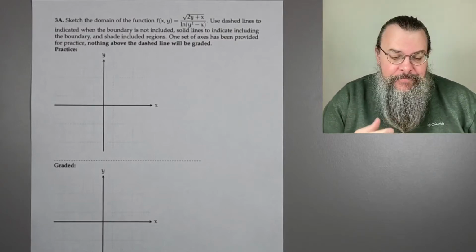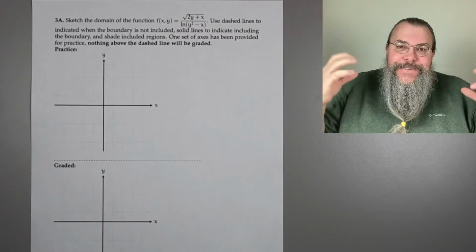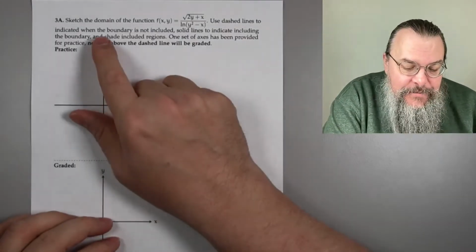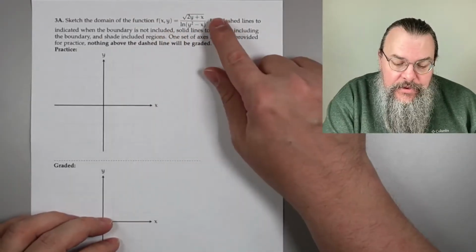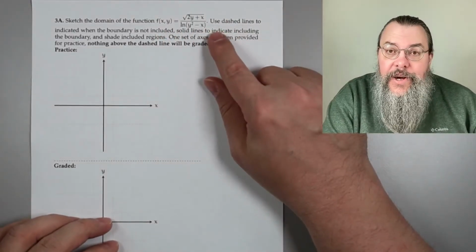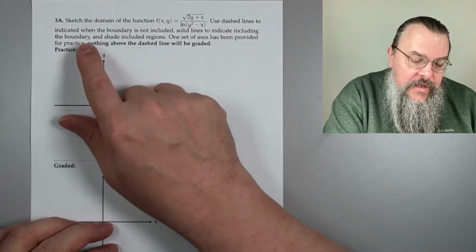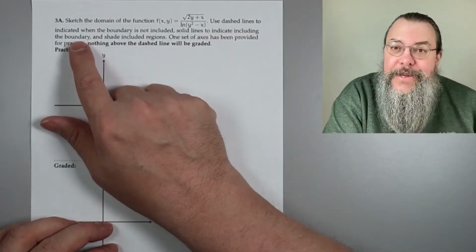Number 3. We're going to get to channel our inner artiste. Woohoo! So we're asked to do a sketch. Sketch the domain of this function. F of x, y is the square root of 2y plus x over log of y squared minus x. Use dashed lines to indicate... Oh, I think that's a typo.